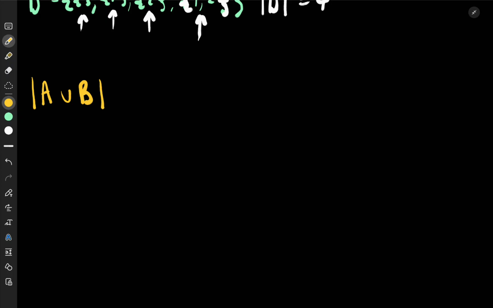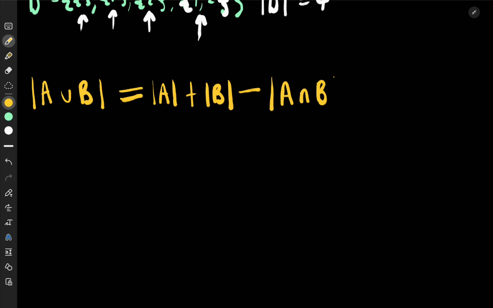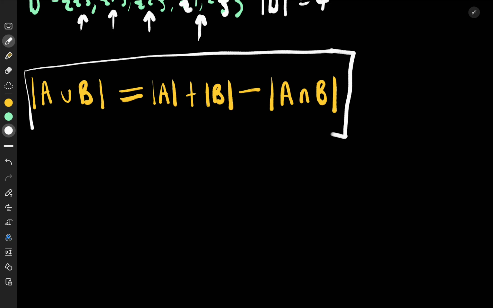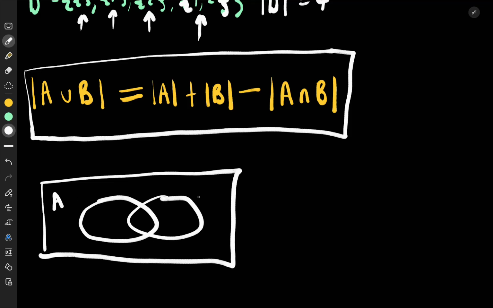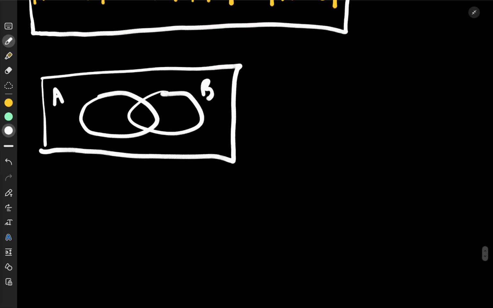So how do I get the cardinality of A union B? Here's the formula. It says the cardinality of A union B is cardinality of A plus cardinality of B minus the cardinality of A intersection B. You say, what? What does this mean? Well, here's the idea. If I have 2 sets, okay, and here are the sets. Set A and set B, and I'll draw them as Venn diagrams so you can see them. You see they are hugging one another?